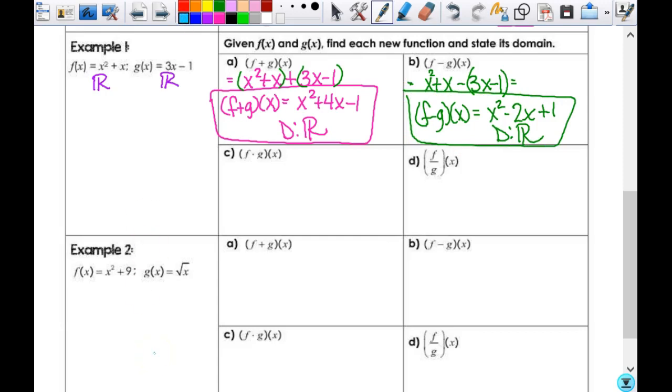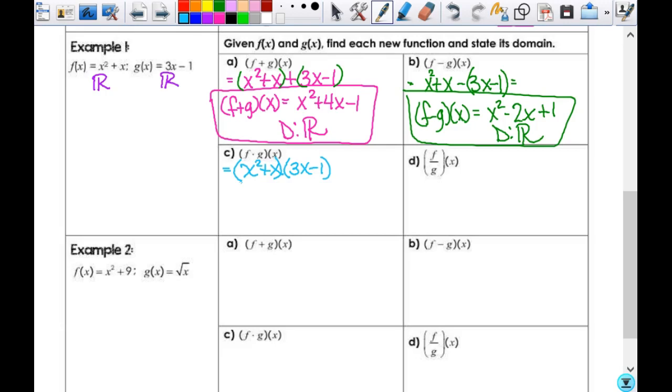Okay, f times g of x is going to be f of x, which is x squared plus x, times g of x, which is 3x minus 1. Did I substitute that correctly? I have to put parentheses, right? I'm actually just multiplying by the x here, right? Then I have to multiply, right? So when you multiply something like this, what kind of process do I need to use?